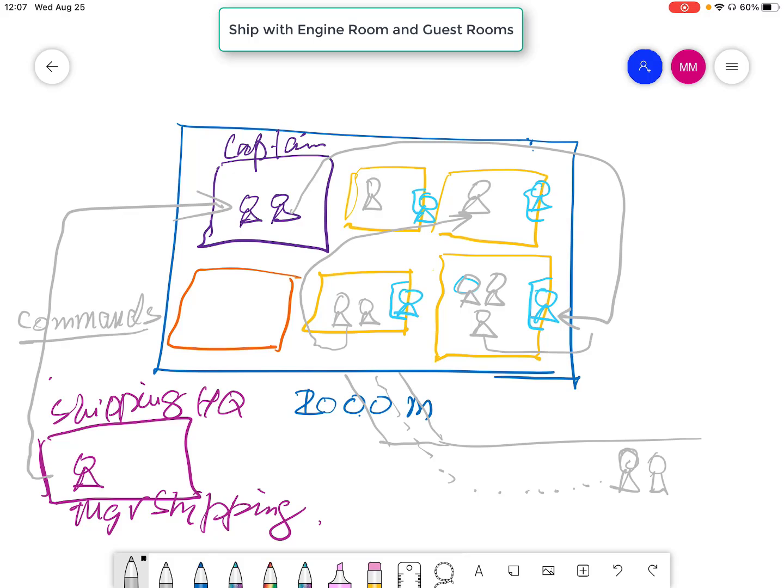This guy wants to reach out and talk to this one. Or maybe this guy is feeling really lonely. He wants to call out to somebody on the docking place, or maybe he wants to call his home or something like that. So there has to be some sort of way to get the word out from these rooms.